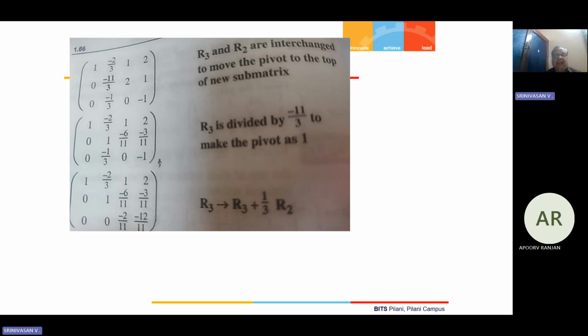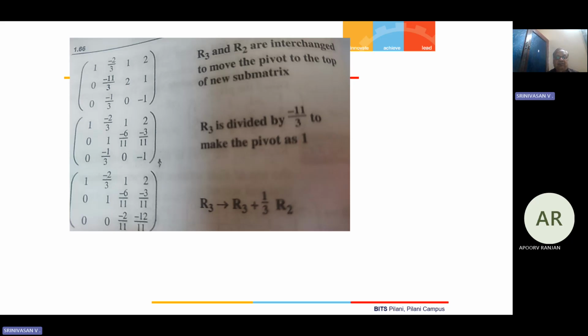That's all. Now, again, R3 is divided by minus 11 by 3. It's not R3, it should be R2. There is a mistake in the print. It should be only R2 because now it is in R2, isn't it? R2 is divided by minus 11 by 3 to make the pivot as 1. Just see that. The pivot as 1. That's all.